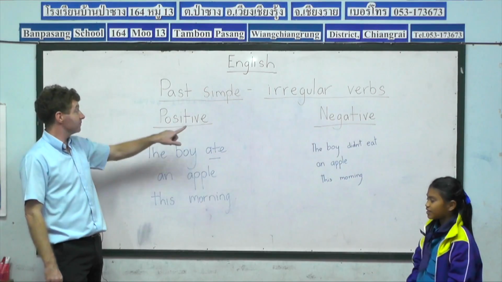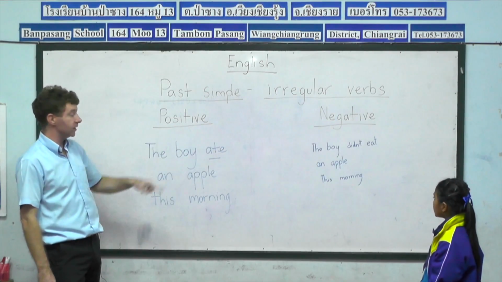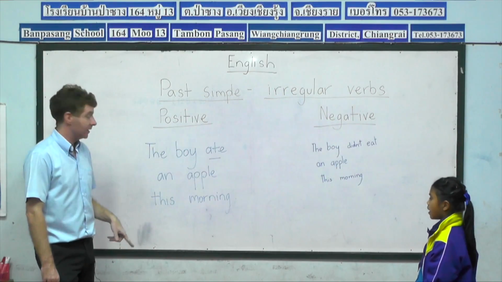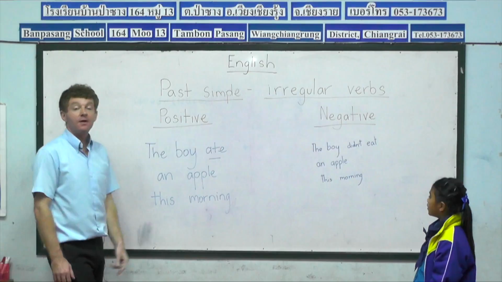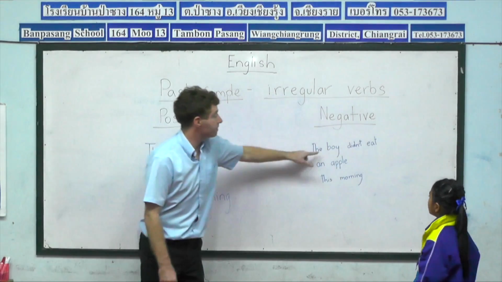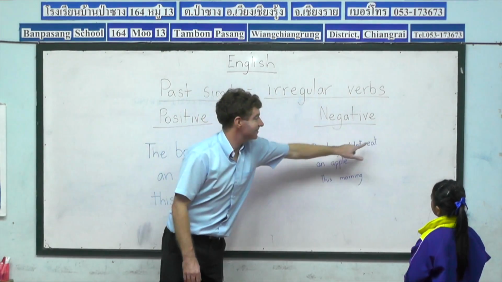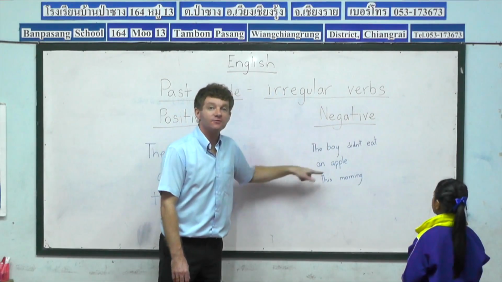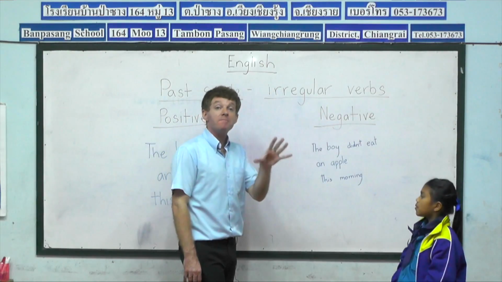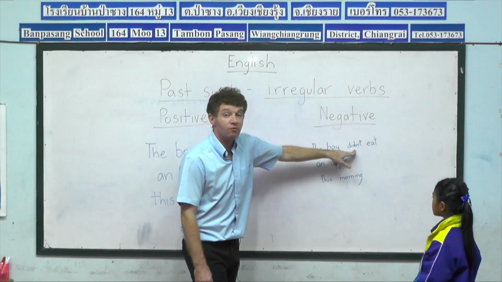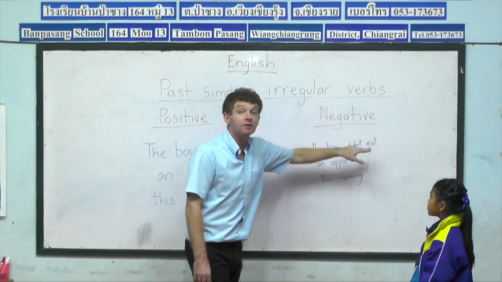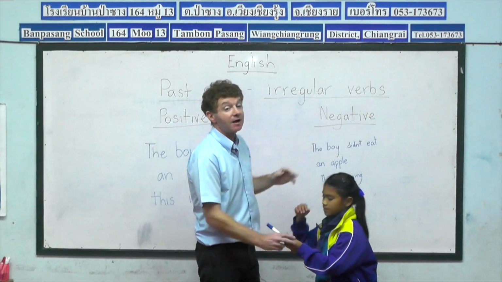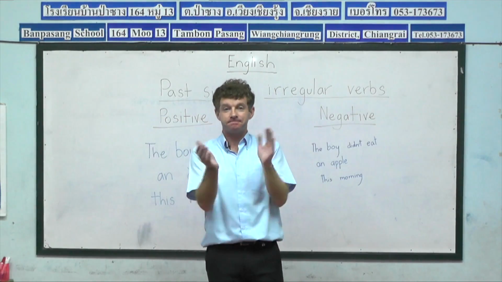So one more time, the positive sentence, the boy ate an apple this morning. And the negative form, the boy didn't eat an apple this morning. So remember, negative sentence, use the contraction didn't before the regular verb word. And Park Bung, that was brilliant. High five. Big round of applause for Park Bung, guys.